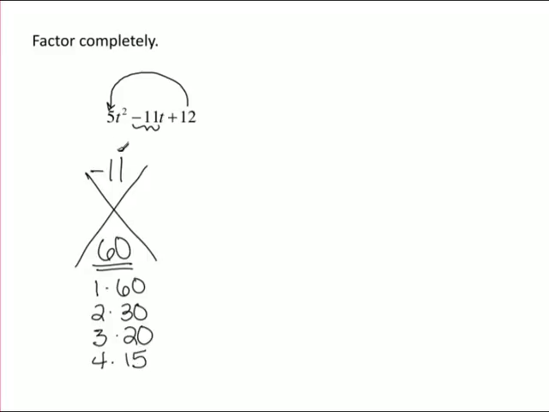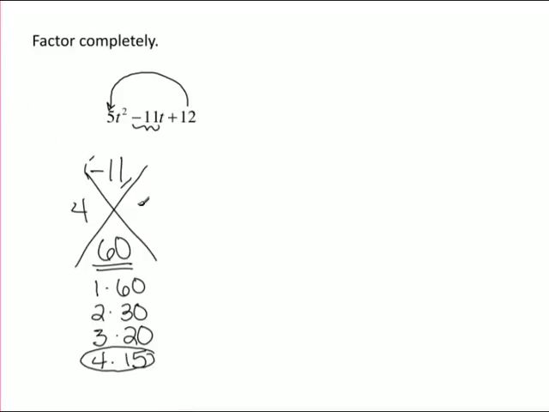Now again, we're trying to find a combination that's going to give us an 11 here at the top. So we know that from 1 and 60 we can't get the 11, and then 2 and 30, 3 and 20, but we could possibly get the 11 from this 4 and this 15. So let's see if we can come up with some numbers here.